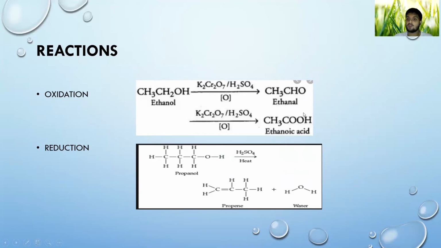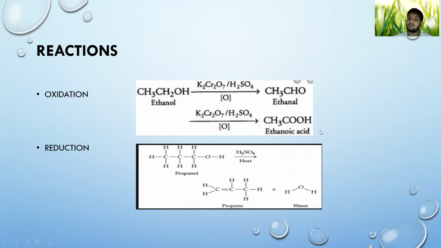Ethanoic acid is also another organic compound which we will be learning in the next video. So it can be anything. If you react propanol with potassium dichromate, you are able to get propanoic acid.